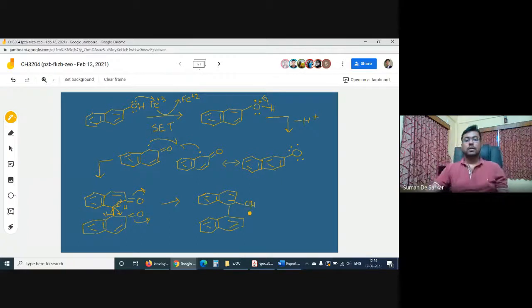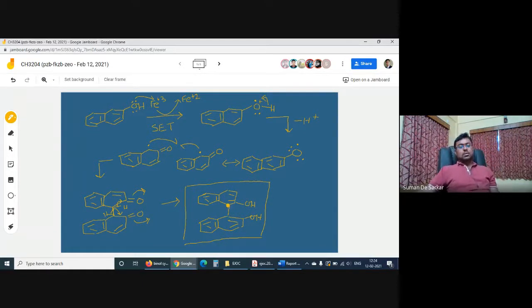Now, this is our product with OH here. So you can see just single electron transfer, proton release, and radical coupling, and just normal traditional re-aromatization like any electrophilic aromatic substitution, we can get the product.